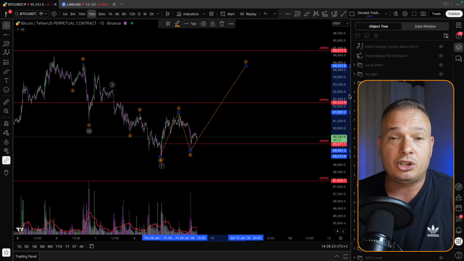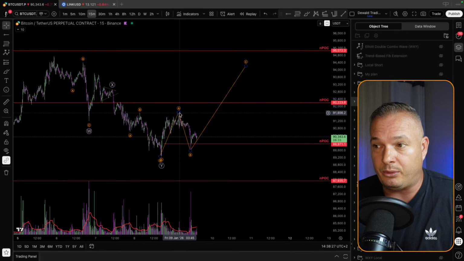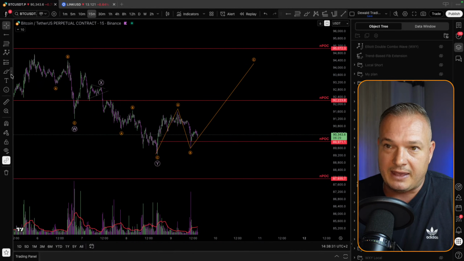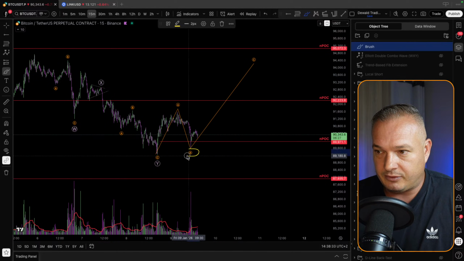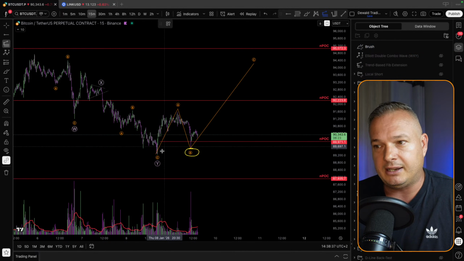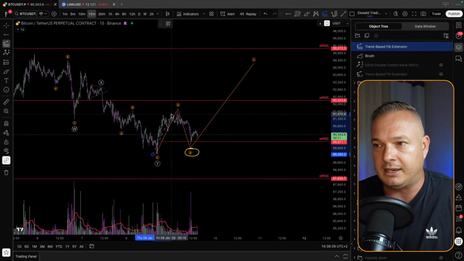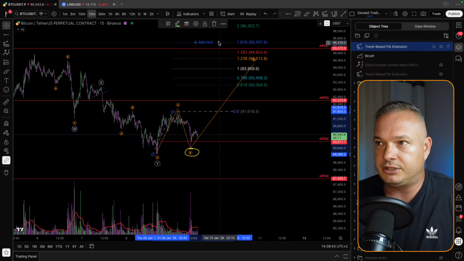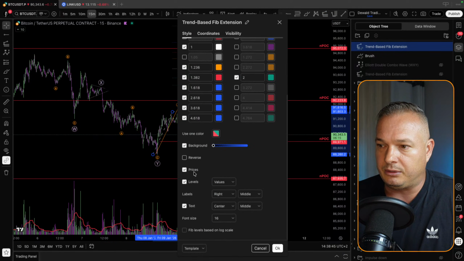So there's a good chance that the cup and handle might not play out. But if it does, I will be ready, because this B wave has an invalidation. Well, it's not a hard invalidation, but it's a high probable invalidation. Let me reverse this to the downside. There we go.